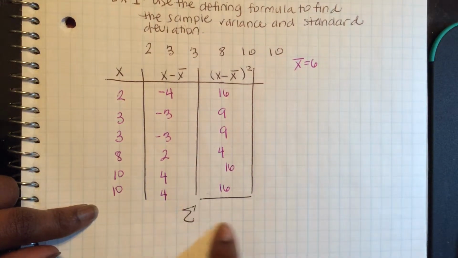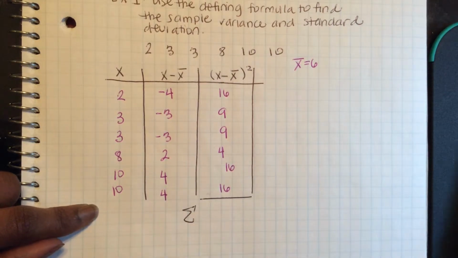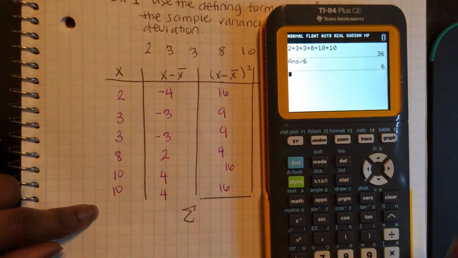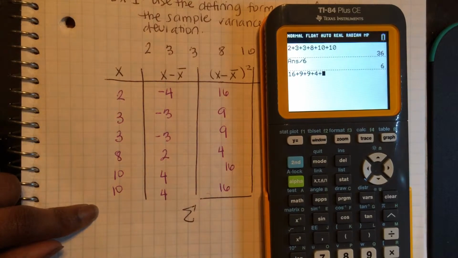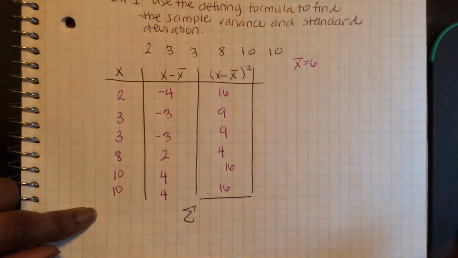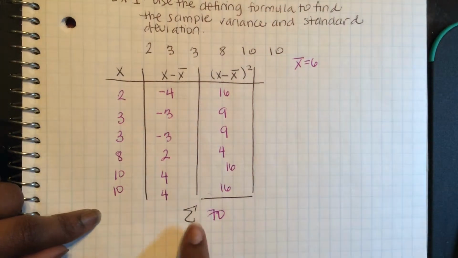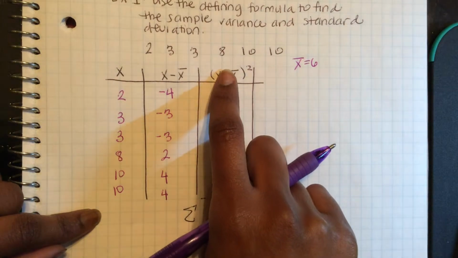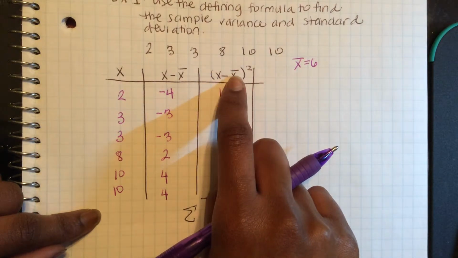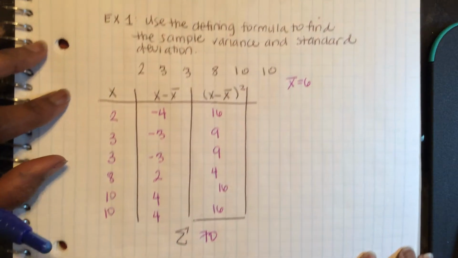So now I need to sum this column here. Let me get my calculator again. 16 plus 9 plus 9 plus 4 plus 16 plus 16 equals 70. So the sum of the differences between my x values and my mean squared is 70.